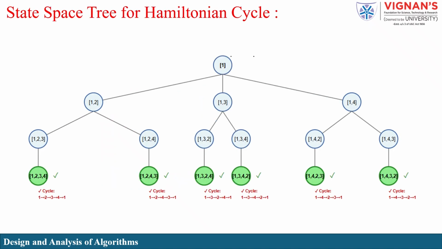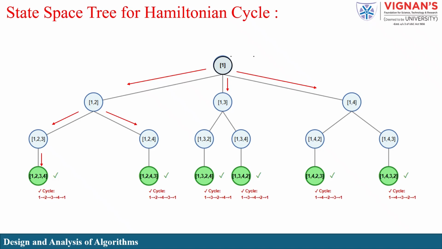The state space tree starts with the root node containing vertex 1, which shows that the Hamiltonian cycle begins from vertex 1. From this root, the tree branches into 3 paths, 1, 2, 1, 3, and 1, 4, representing all possible next choices. First, along the path 1, 2, the remaining vertices 3 and 4 are tried one by one. Adding vertex 3 gives the path 1, 2, 3, 4, which forms a valid Hamiltonian cycle since vertex 4 is connected back to vertex 1.